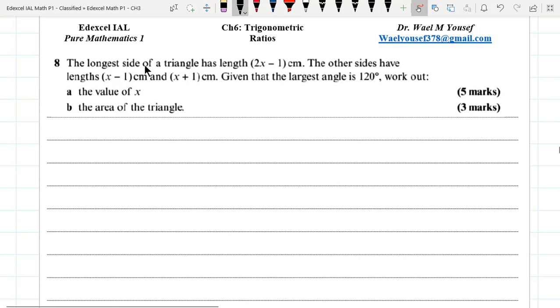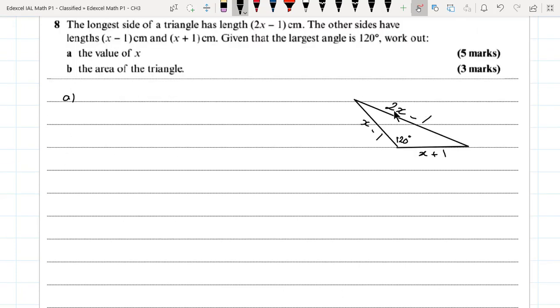The longest side of a triangle has length 2x minus 1 centimeter. The other sides have lengths x minus 1 and x plus 1. Given that the largest angle is 120 degrees, work out the value of x. Very nice question. From cosine law, we can write (2x minus 1) squared equals (x plus 1) squared plus (x minus 1) squared minus 2 times (x plus 1) times (x minus 1) times cosine 120.